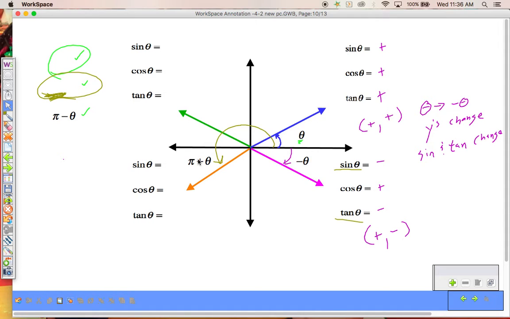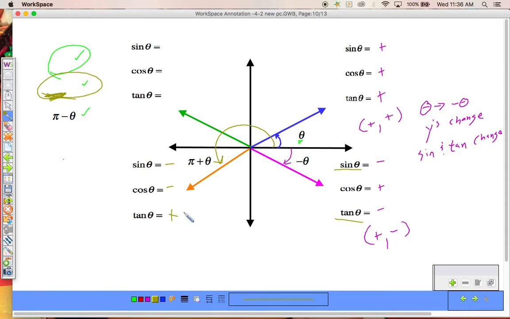Because if I have an angle theta and I add pi to it, I'm going to go halfway around. If I started in the first, I end up in the third. If I was in the fourth, I'm going to end up in the second. I'm reflecting through the origin, halfway around. So if I go halfway around, I'm in the third quadrant. My sine's negative, my cosine's negative, but my tangent comes out to be positive. The sine over cosine would be positive.